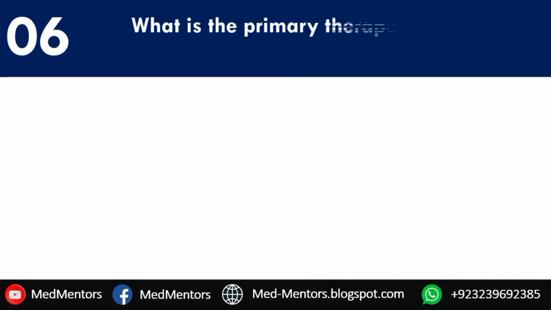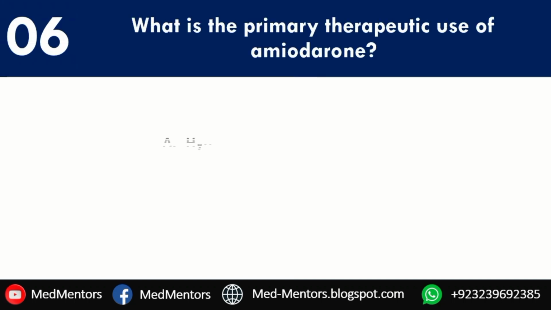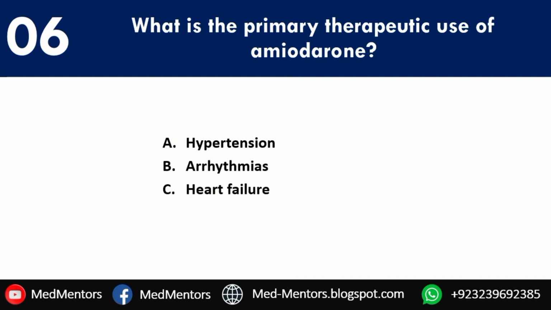Number 6. What is the primary therapeutic use of amiodarone? Option A. Hypertension. Option B. Arrhythmias. Option C. Heart failure. And option D. Hyperlipidemia. Correct answer is arrhythmias. Amiodarone is a class 3 antiarrhythmic drug used to treat both atrial and ventricular arrhythmias.